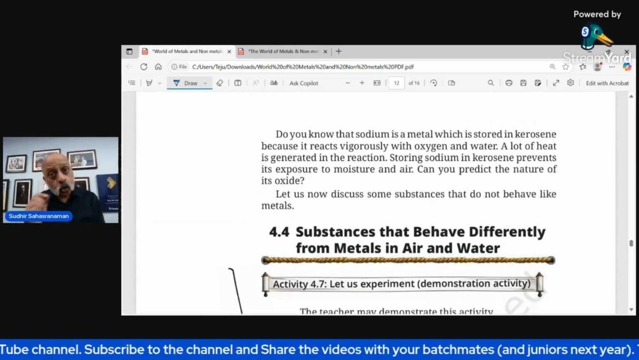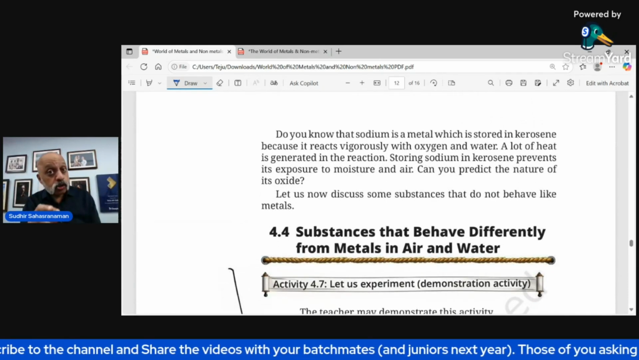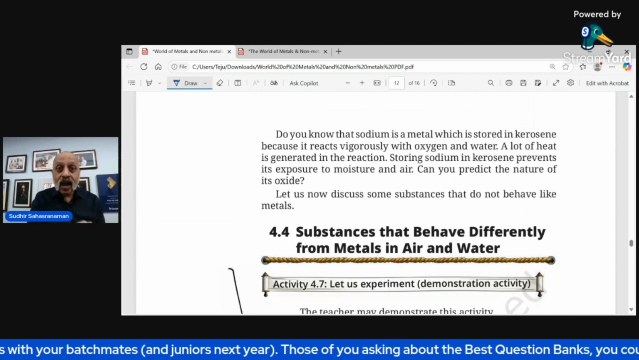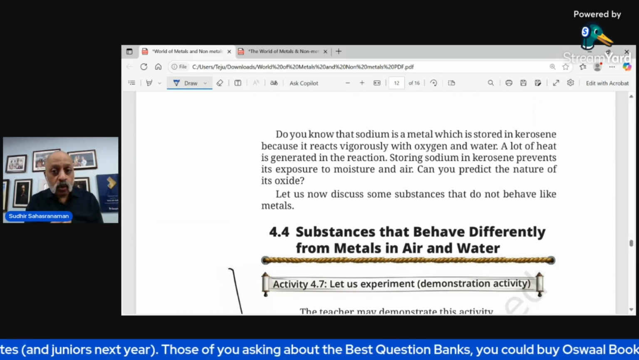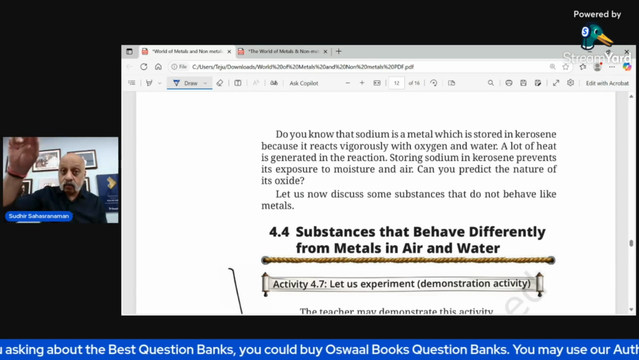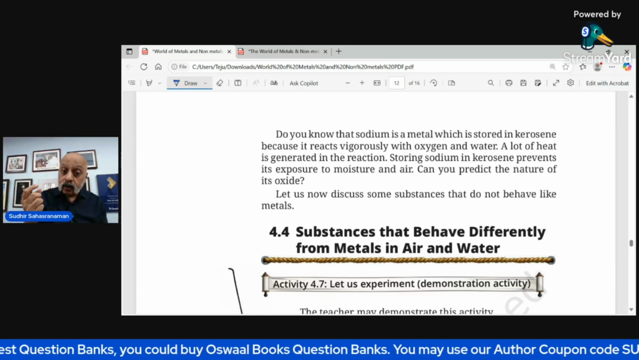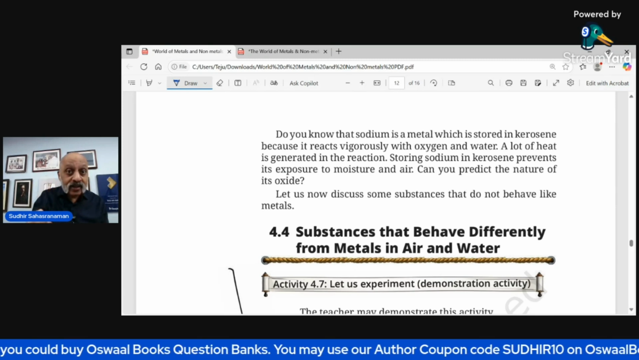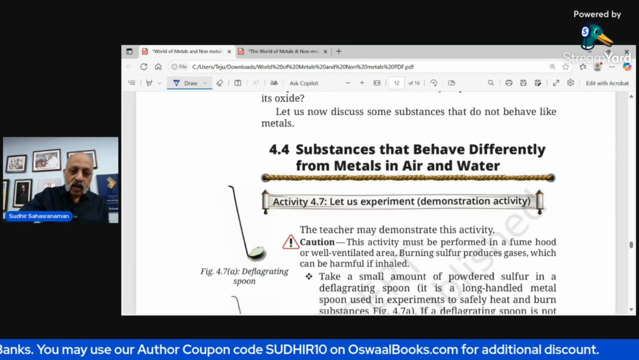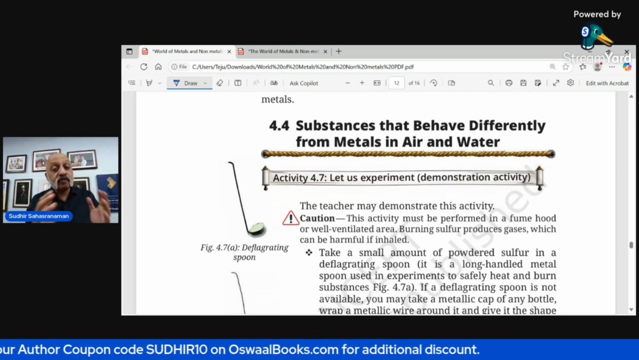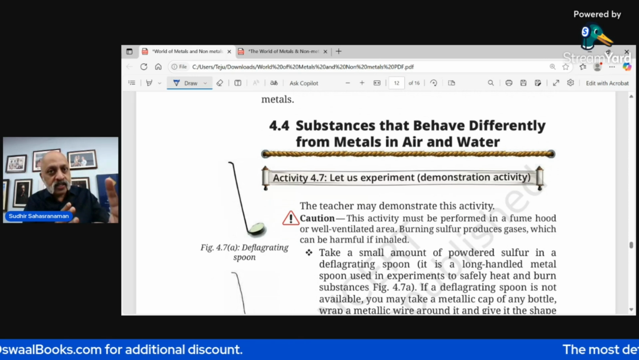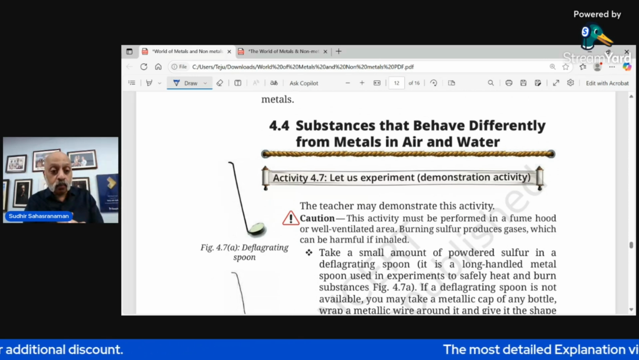Now, sodium is a metal, and it is also stored in kerosene, because otherwise it will react with oxygen and it will catch fire. So storing sodium in kerosene prevents its exposure to oxygen and moisture. Metal oxides, I've already told you, are basic in nature. Now there are some substances that behave differently from metals in air and water. These are not metals, but they will behave differently in both air and water.